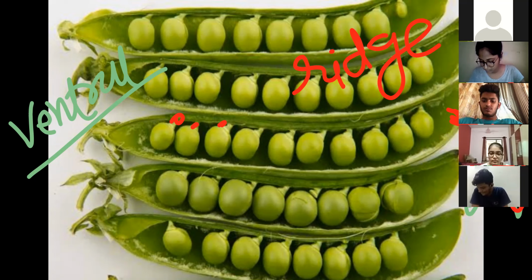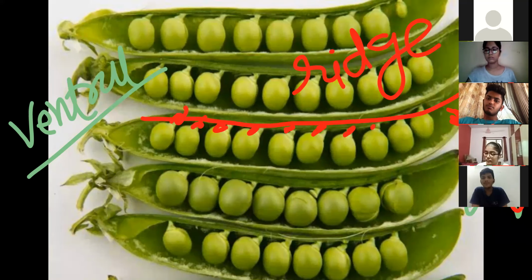बोलिए, clear है? Marginal placentation. Marginal placentation, placenta forms at the margin, but which side? Ventral side. Okay, on the ventral suture where the structure can easily open, ridge or swollen structures are developed, and on which the ovules are born. That we call marginal placentation.